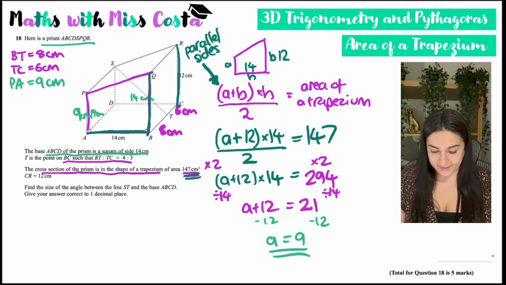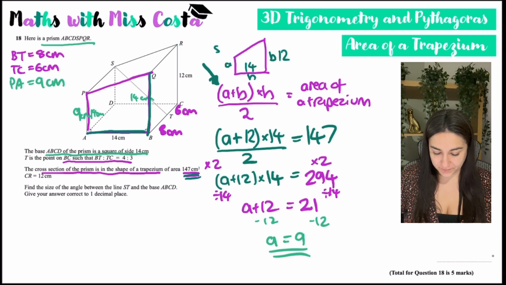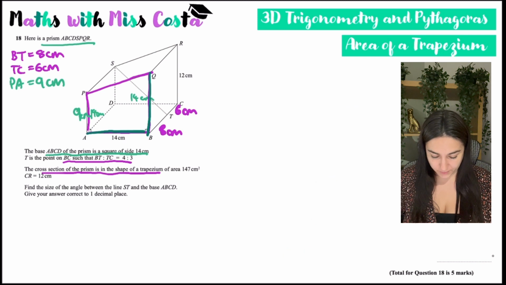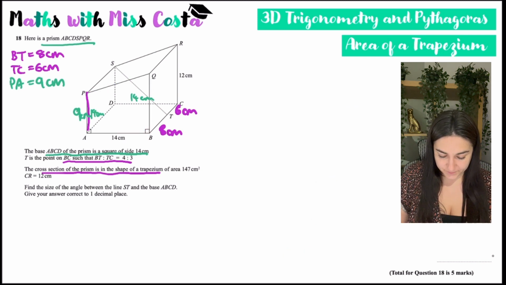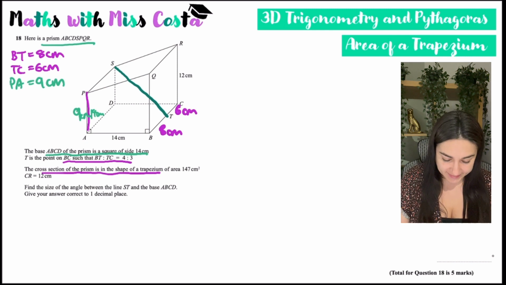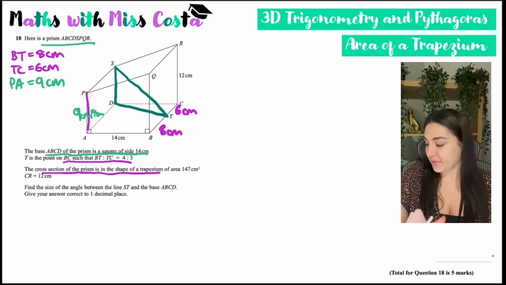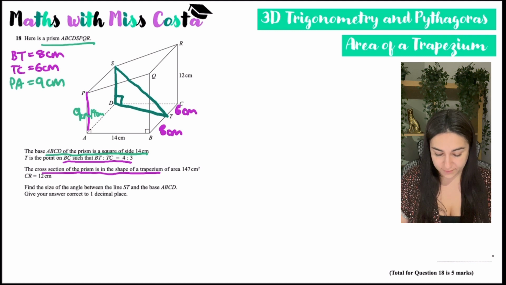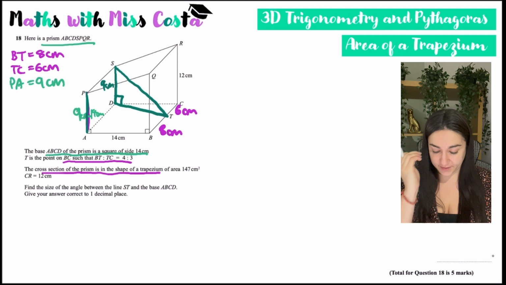Okay, right, now let's get on to the question. So I am being asked to find the size of the angle between the line ST and the base ABCD. So ABCD is the base, so I can just create a right angled triangle over here. So I know that it's a right angle. I don't know the length of DT. I know that the length of SD must be 9 centimeters because it's equal to this length here. And I don't know the length of ST either.